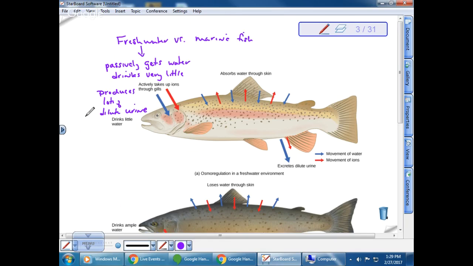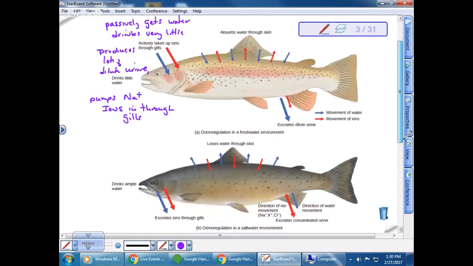It also has to pick up ions. So it has to pump sodium ions specifically. That takes energy, pumping sodium ions in through the gills. Okay, so that's my freshwater fish. Now if we look at the opposite, and if you think about it, salmon actually have to go from marine back to freshwater, and so their physiology has to completely reverse itself.